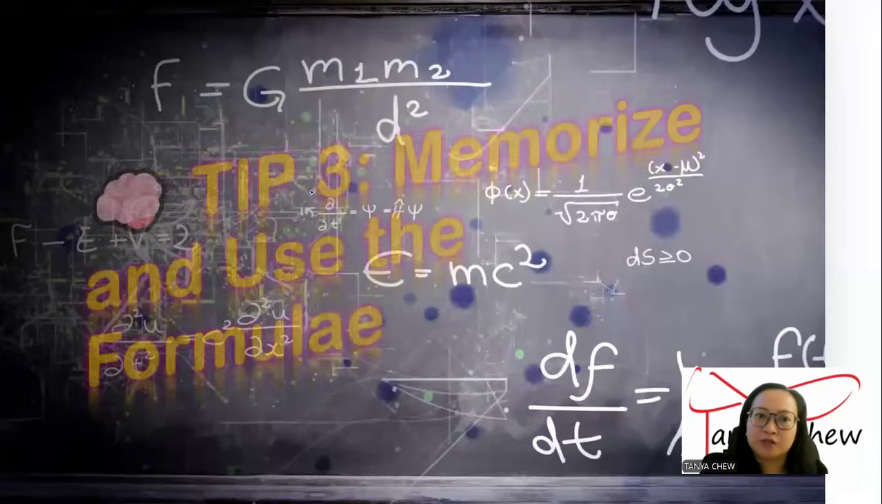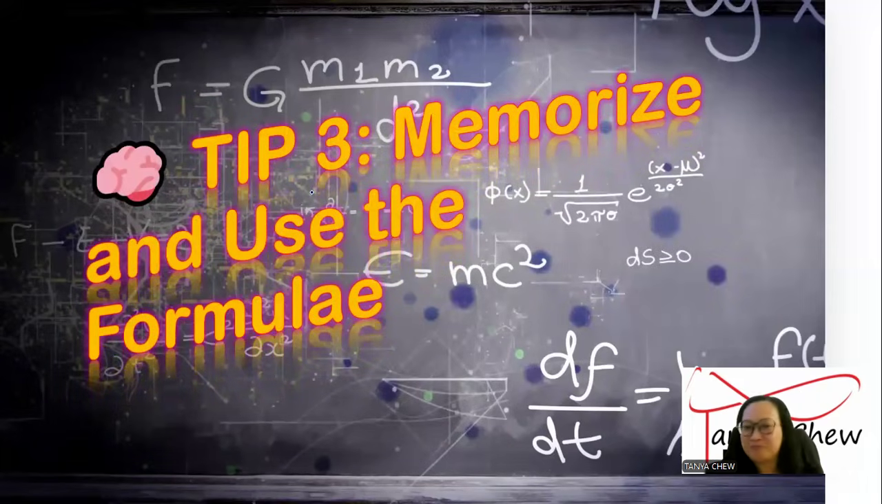Now, tip number 3, you have to memorize and use formulas from the IGCSE physics syllabus. Most of the formulas are not given. But don't worry, like what I said, I've got you covered. So we are moving on to the equations, or the formulas. They are very important. I have some important formulas that I want to discuss in this video itself.